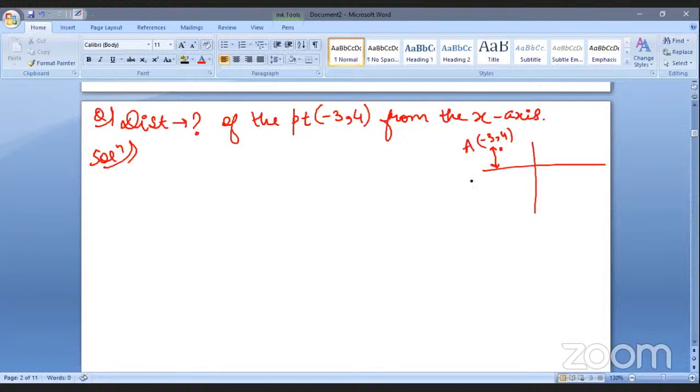Let me take this point as A. If I want to find out the distance of this point, it is very visible that it is 4. Because the y-coordinate is 4, and we know that the distance of this particular point from the x-axis is the y-coordinate, so 4 is there. But if I want to find it out, I can do it like this also. Or actually, don't complicate it. It will be 4. So all of you can clearly understand why it is 4.